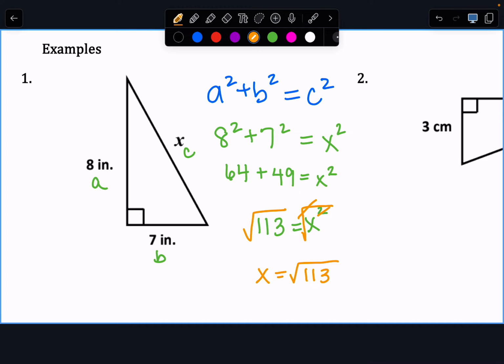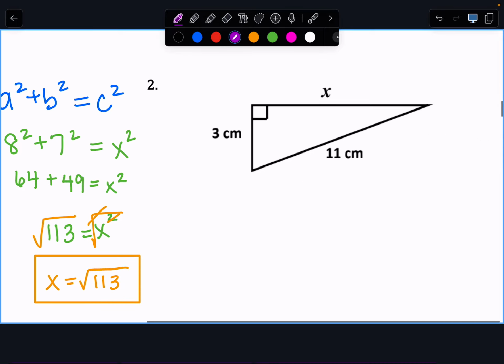Now, is 113 a perfect square? No. Like if we had the square root of 64 as our answer, I would want 8. But 113 is not a perfect square. So we're going to just leave it under the radical. Like if you get the square root of 25 as your answer, I would expect you to simplify it to 5. I would.